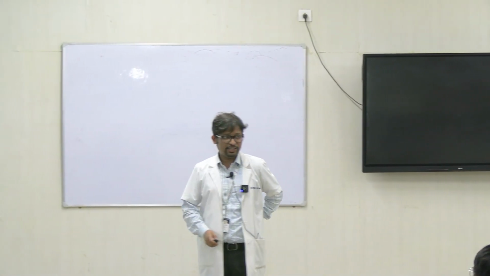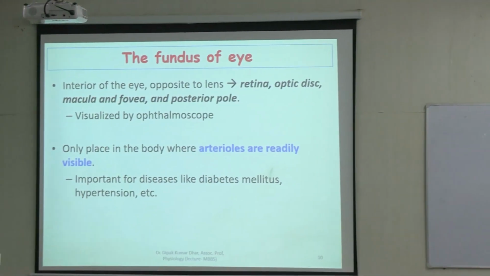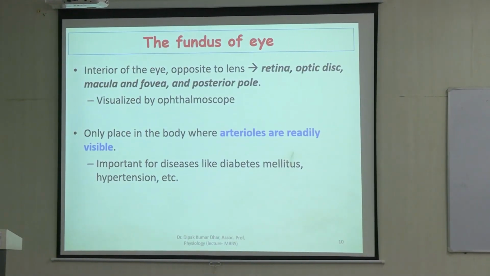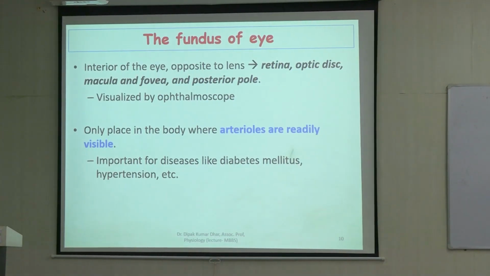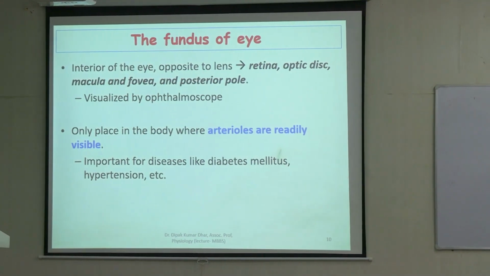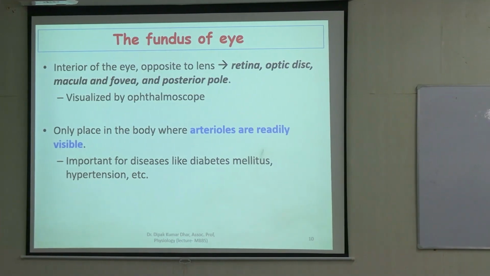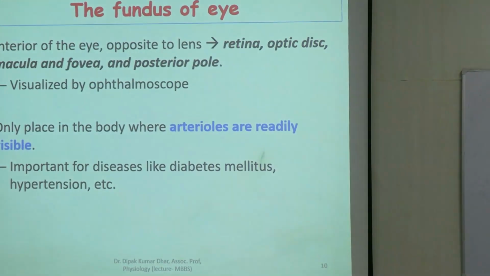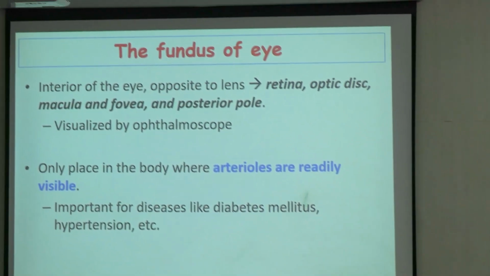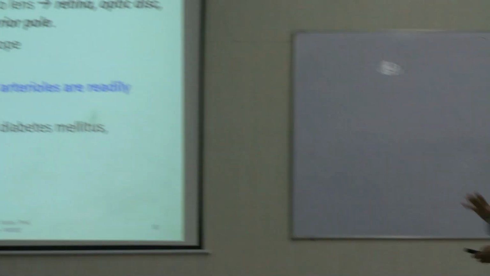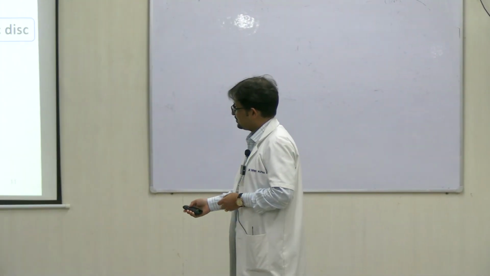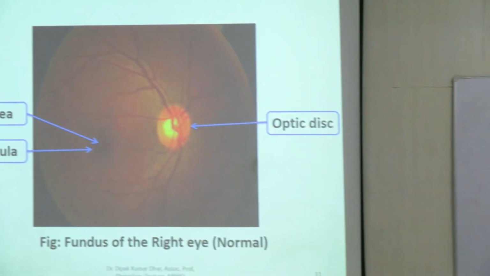What is the fundus of the eye? The word fundus in medical science you can come across again and again. You have fundus in the stomach, you have fundus in the uterus. So many places you have fundus. The fundus of the eye refers to the inner view of the eye. So if you look closely at the eyes of your patient, if you peer in, what will you see? This is what you will see.